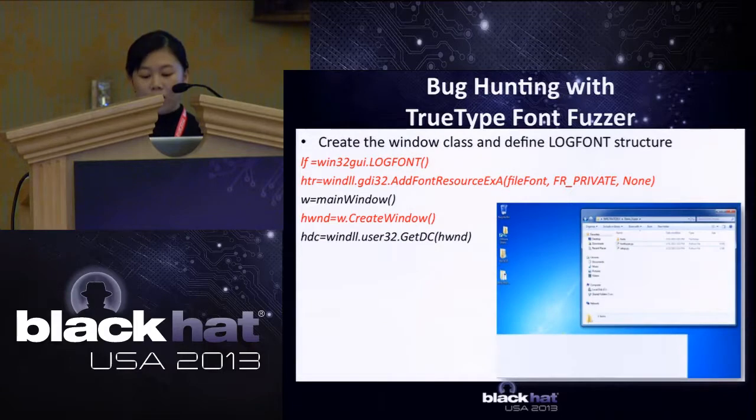And this slide shows the partial program of creating a LOGFONT object. The LOGFONT structure is called to define the attributes of a font, such as height, width, and etc. The AddFontResourceEx function adds the font resource from the specified file to the system. The CreateWindow function creates a pop-up or child window with an extended window style.